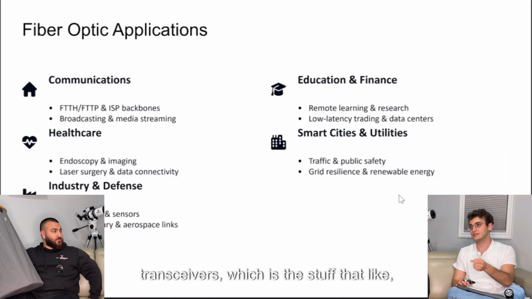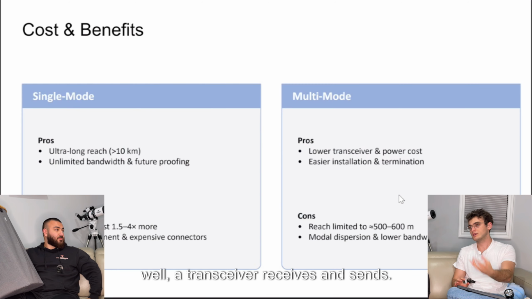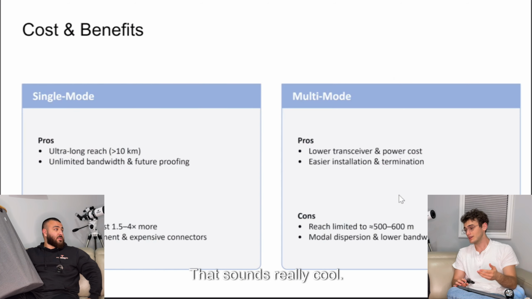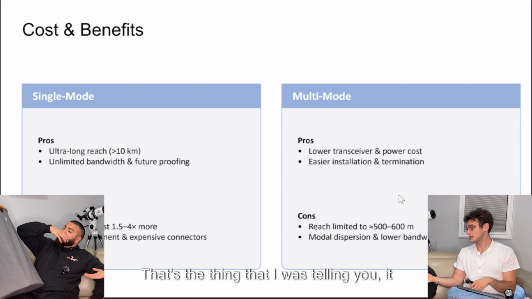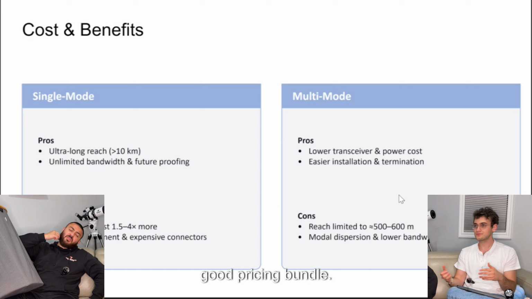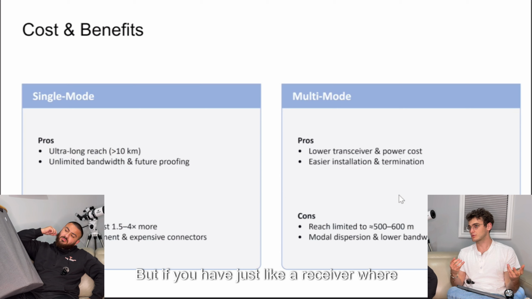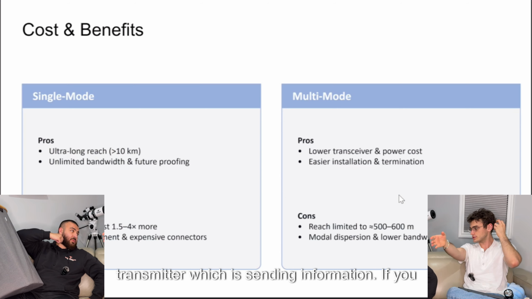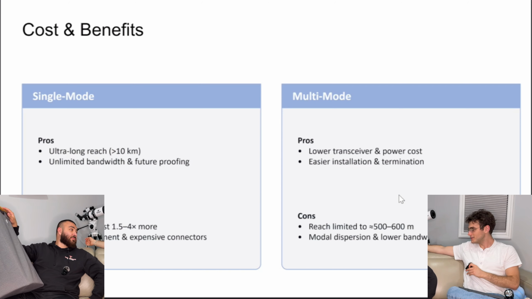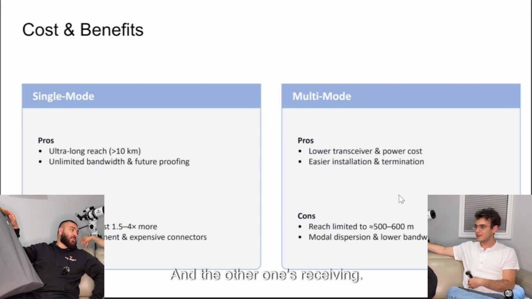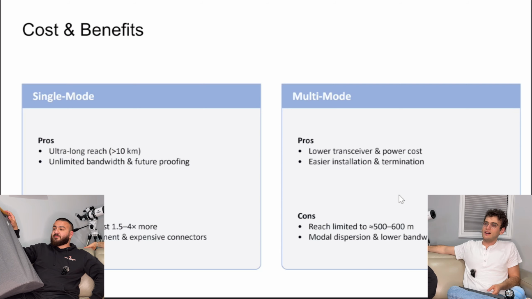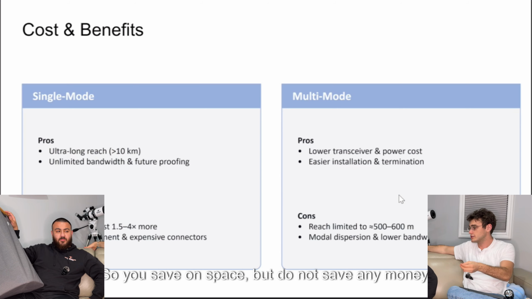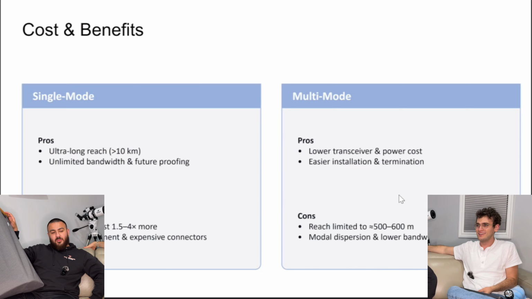If you look inside one of the transceivers, which receives, sends, and transmits information at the same time, those are really expensive. It costs like $40,000 if you're buying 150 of them. But if you have just a receiver that's only receiving data from one side, and next to it a transmitter sending information, that's one-way communication. If you look at our mics, they say transmitter because they send signal to the other one, which is the receiver. Transceivers are two-way communication. So you save on space, but do not save any money.